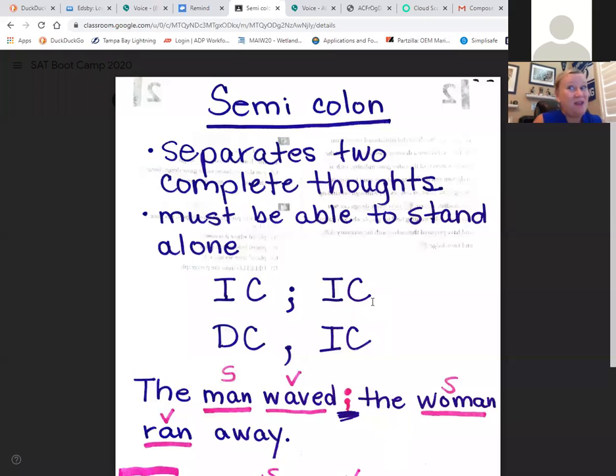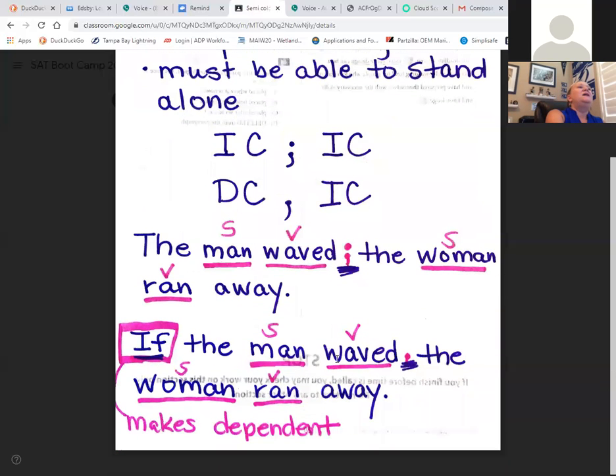That lets you know those ideas are linking. The creepy man, I'm reading in between the lines, but that's what we do, right? The creepy man waved and it scared the lady and she said, I am out of here. Okay? We've told the reader a lot more information than just the man waved, period, the woman ran away, period. We've linked those 2 ideas. Now, we could do that because we had a subject and a verb in the first part, and we had a subject and a verb in the second part. Okay? It must be able to stand alone.